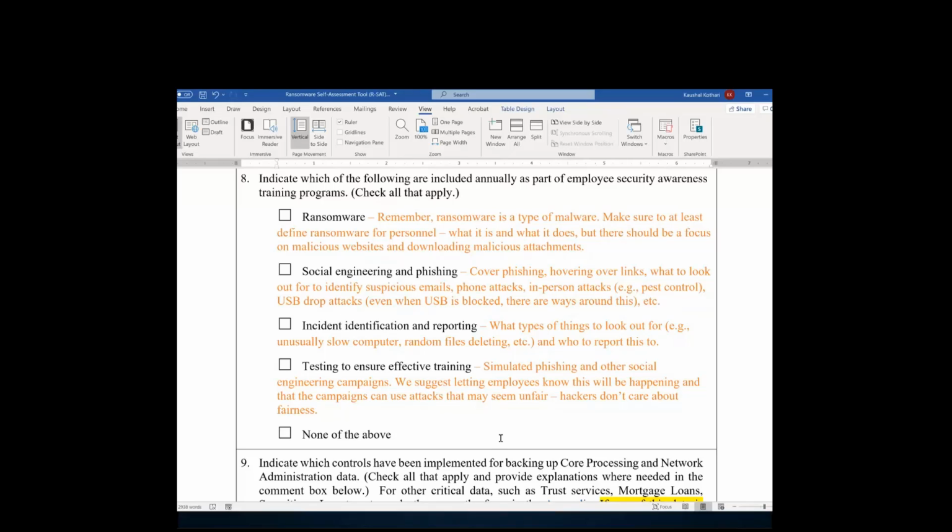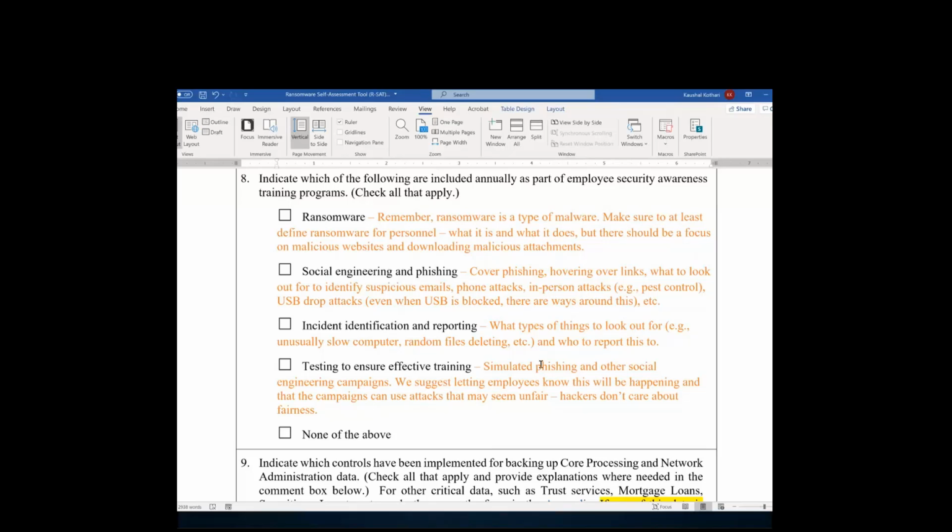And then incident identification and reporting. So educating your staff about what types of things to look out for to indicate compromise. And so it's usually going to be some type of unusually slow computer or random files deleting, making sure they just know what to look out for, and then also who to report this to.